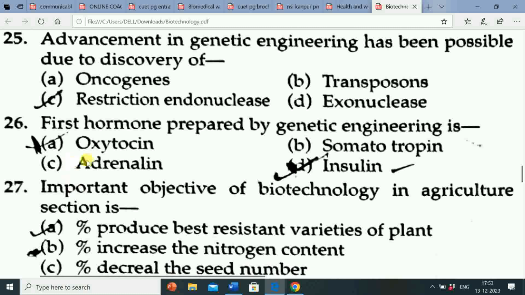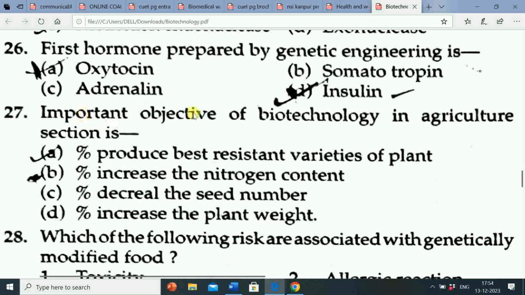The next question is: the first hormone prepared by genetic engineering is: option A oxytocin, option B somatotropin, option C enderlin, option D insulin. So the correct answer is option D, insulin. The first hormone prepared by genetic engineering is insulin.